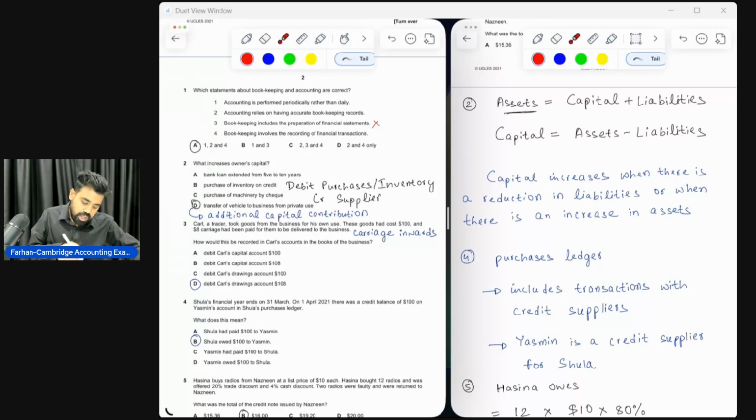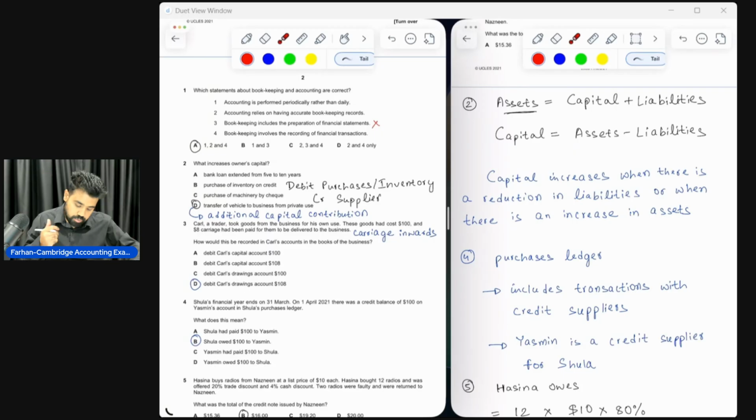But option D, transfer of vehicle to business from private use, is referring to an investment that we have made, an additional capital contribution. So when we transfer this asset into a business account, the assets in the business are increasing in value. And simultaneously, this is a capital contribution, which is also increasing because of the increase in assets, right? So therefore, the correct answer to select for number 2 is option D, all right? Transfer of vehicle to business from private use.